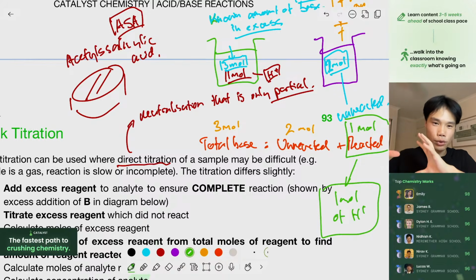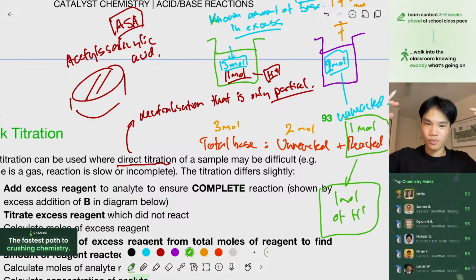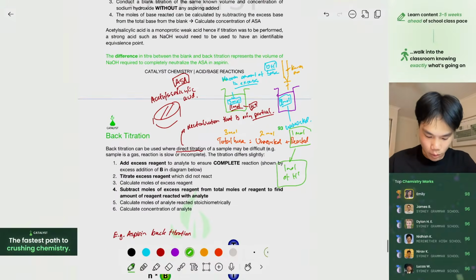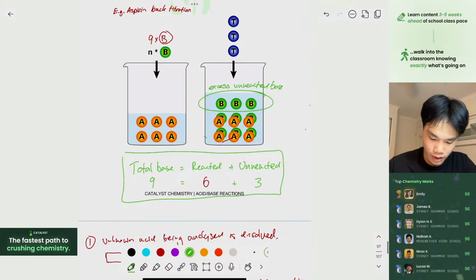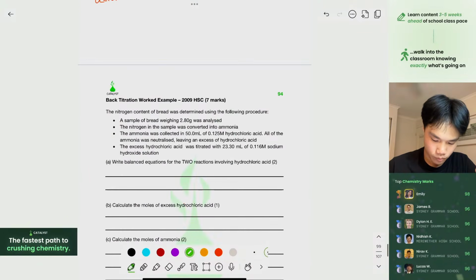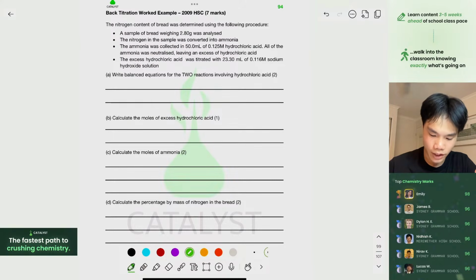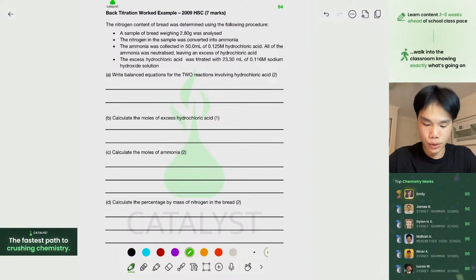So that's the overview of back titration from a bird's eye view. What you then need to be able to do with back titration is perform calculations such as this one here. I think this one's really nice because it's quite simple. It's a really old HSC question. I'll give you all a chance to read this and we'll have a go.